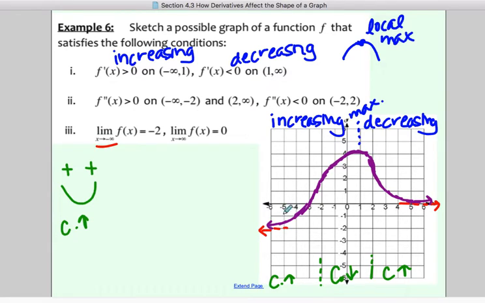So let's check. Do we see our point of inflection here? Ooh, I want to use a different color. Inflection should be here. And it should be here. Yep. And we should have a max here, which we do. And we're approaching our limits. So that would be our graph for example 6. Okay. Just take and decipher each statement, you guys, and try and write down the graph best you can.